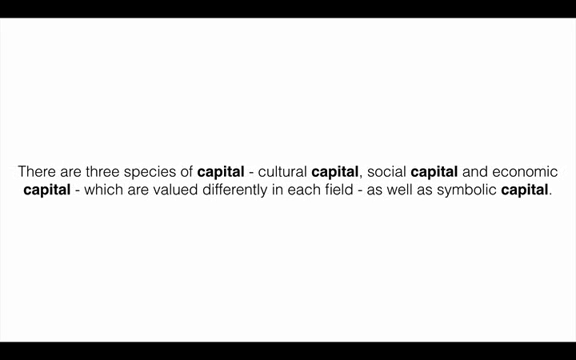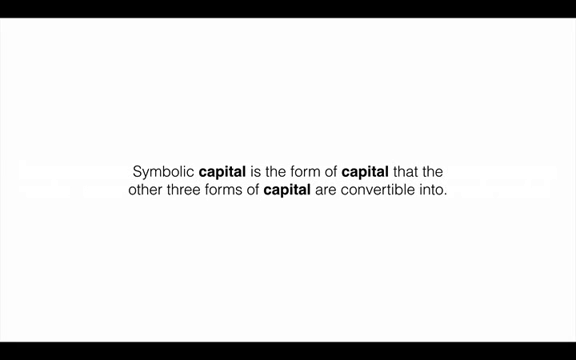Therefore, an agent's position and trajectory in the field will determine whether they are interested in preserving or subverting the existing distribution of capital. There are three species of capital: cultural capital, social capital, and economic capital, which are valued differently in each field, as well as symbolic capital. Symbolic capital is the form of capital that the other three forms of capital are convertible into.